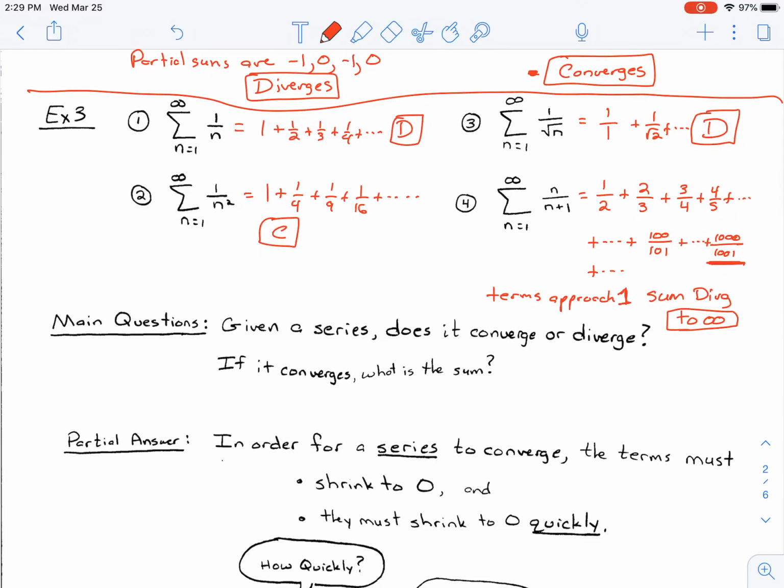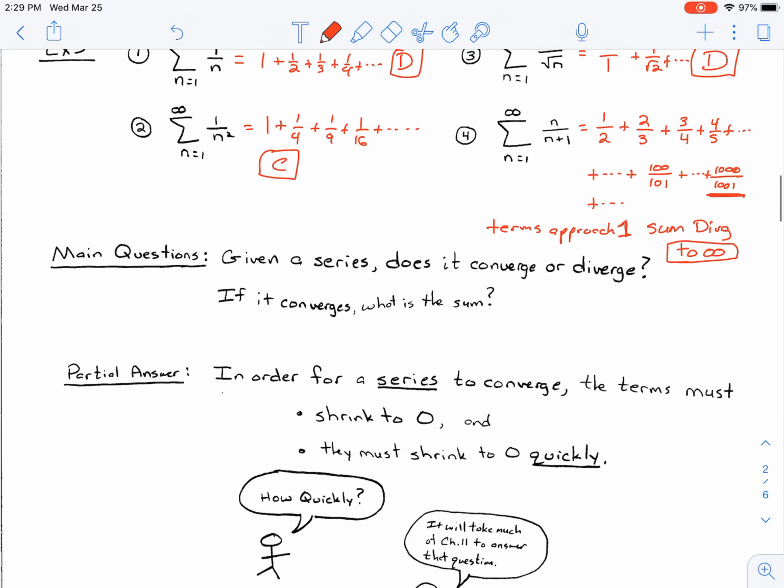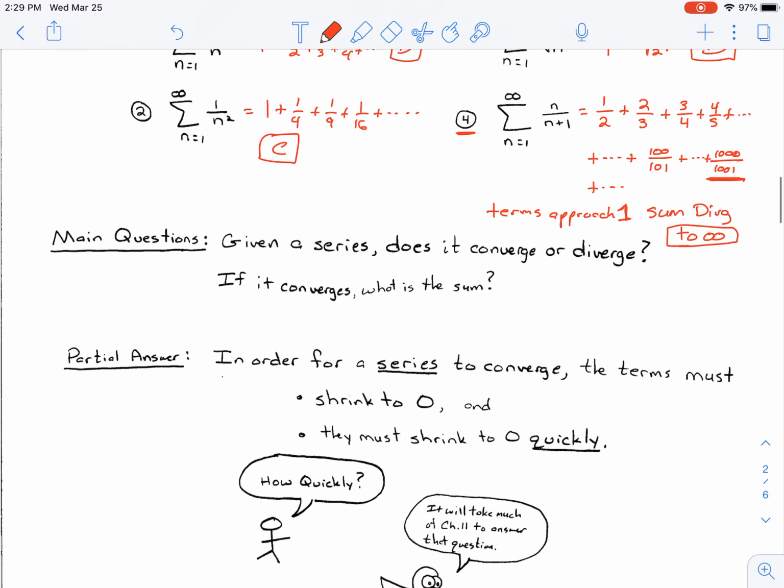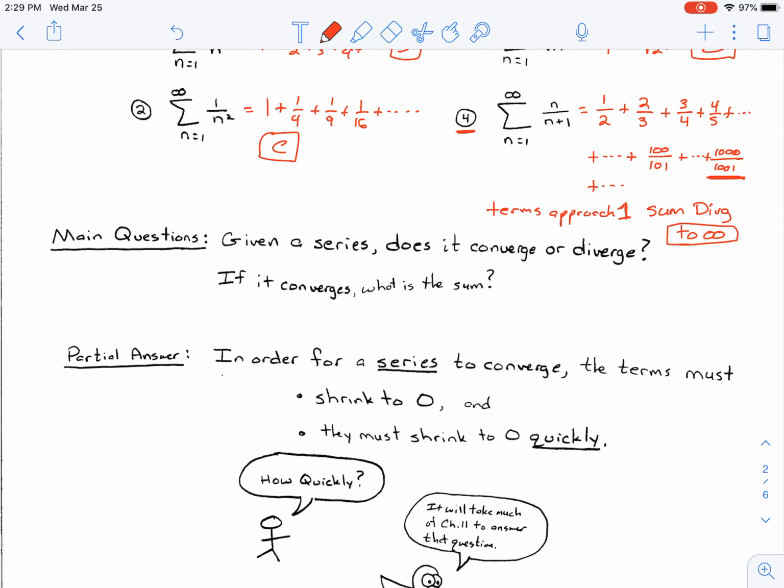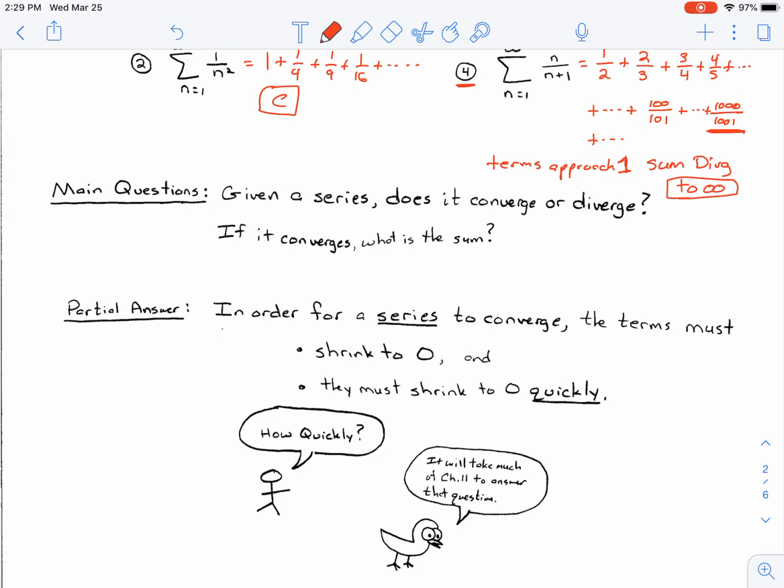So the main questions for this section are, if you're given a series, does it converge or diverge? And if it converges, what is the sum? Well, this example right here, number 4 that we just did, gives us one sort of clue here. In order for the series to converge, the terms have to shrink to 0. And the other thing is they have to do it quickly. Now, the big question here with my beautiful cartoon is how quickly do they have to shrink? And that's not an easy question to answer. It's going to take a good chunk of chapter 11 to answer that.